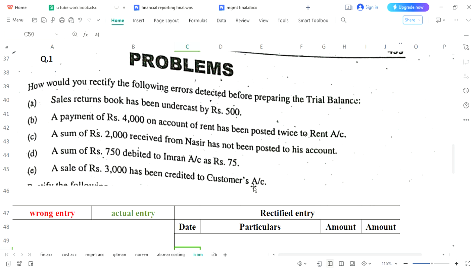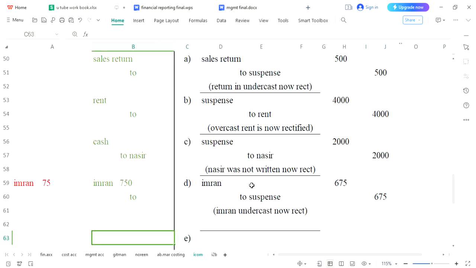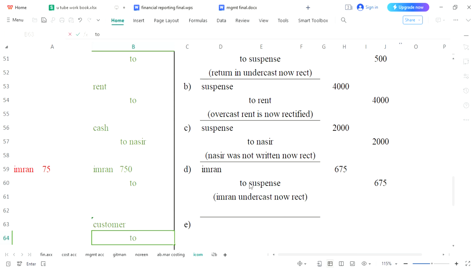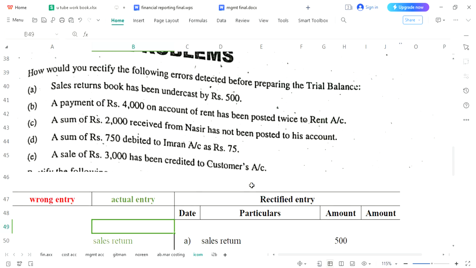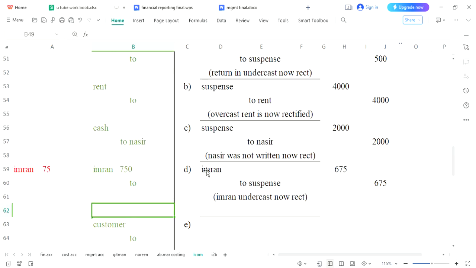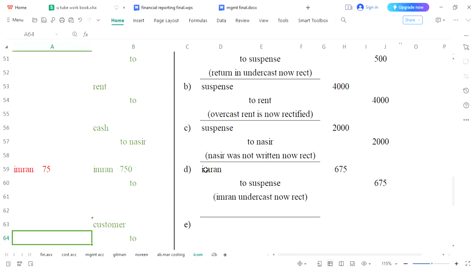Now we will see our E entry, which is saying a sale of rupees 3000 had been credited to customer. First we will see what the original entry is. When you sell to the customer, what is the original entry? Customer to sales. So customer was required to be written on debit side. And here what we have written is 'had been credited to customer'. So by mistake we have written the name of customer on credit side.